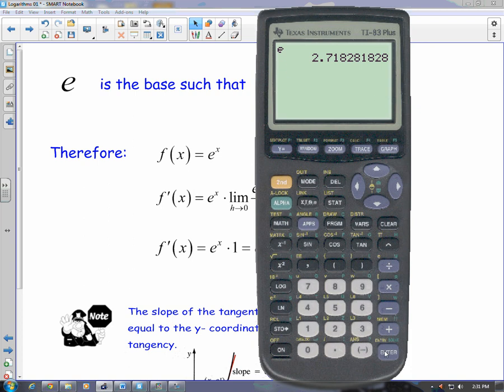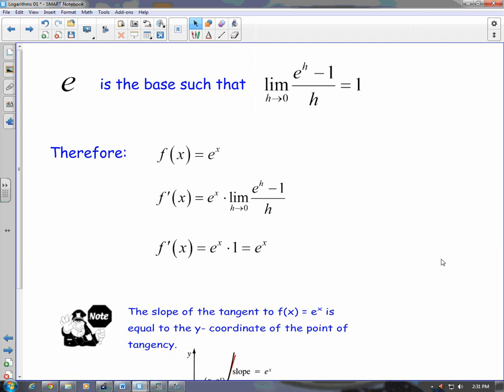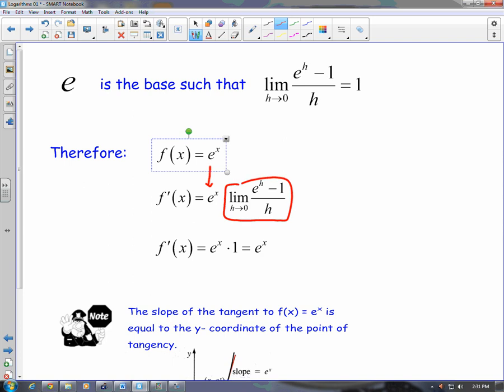And so this is the value so that when we take the derivative of this function, f of x is equal to e to the x, you're going to have e to the x, and then the limit as h approaches 0 of e to the h minus 1 over h gives us the 1. And so this is really kind of cool. The derivative of the function is the function itself. Right? It's like, what?